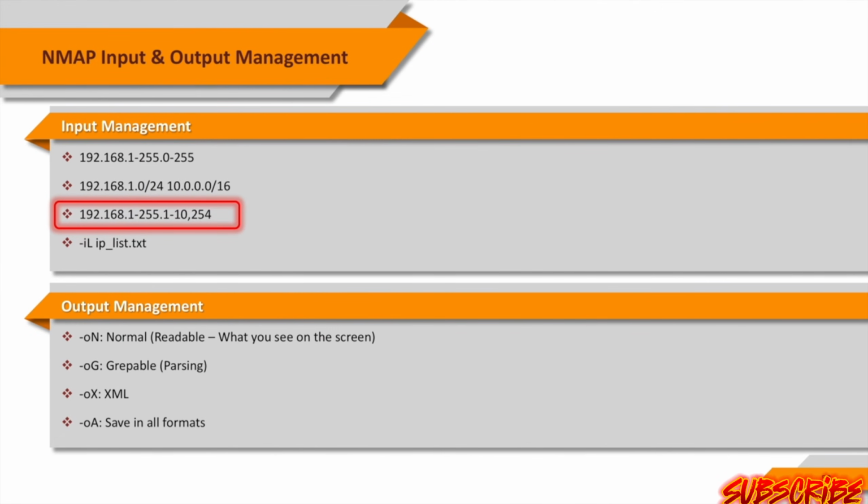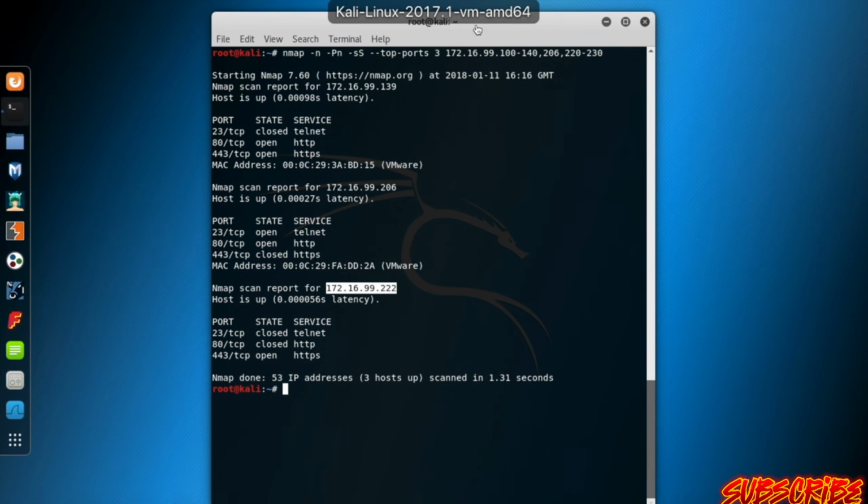Another way to define the target systems is to give Nmap the IP addresses in a file.